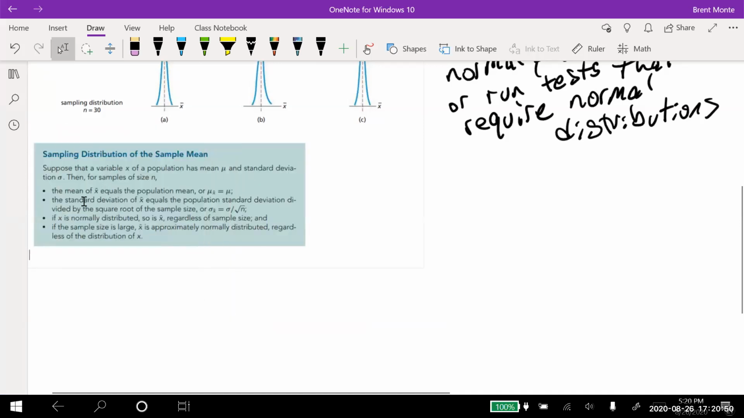Sampling distribution of the sample mean. Suppose that variable x of a population has mean mu and standard deviation sigma. Then for samples of size n, the mean of x bar equals the population mean, or mu sub x bar equals mu. The standard deviation of x bar equals the population standard deviation divided by the square root of the sample size. Sigma sub x bar equals sigma over the square root of n. Those are the two formulas we saw. If x is normally distributed, so is x bar, regardless of the sample size.